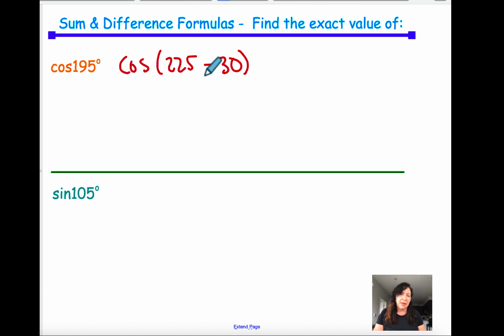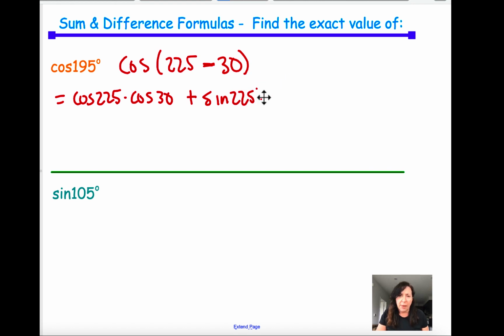So this is a difference formula, but the only time you use this minus sign is in the middle, when you're changing from the formula. So if you look at your formula, cosine of this is going to be cosine, cosine, sine, sine. And so this expands to be cosine of 225 times cosine of 30. And because it's minus here, this sign does change to plus. And then it's going to be sine of 225 degrees times sine of 30 degrees. And now all you have to do is actually plug in the values that you know.